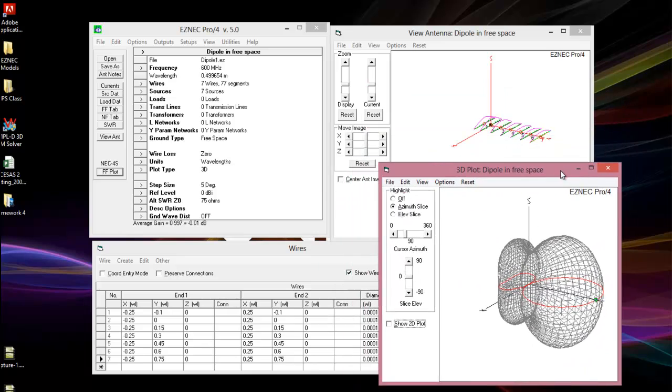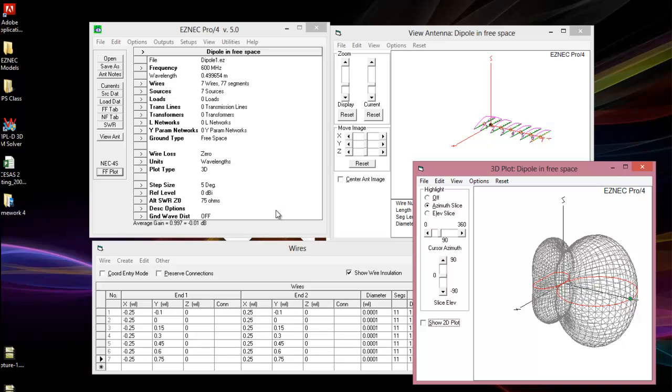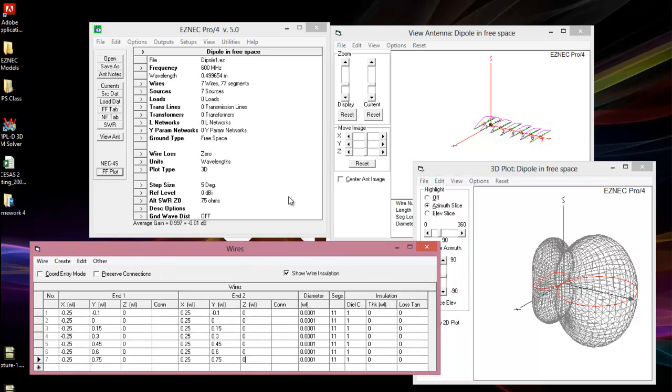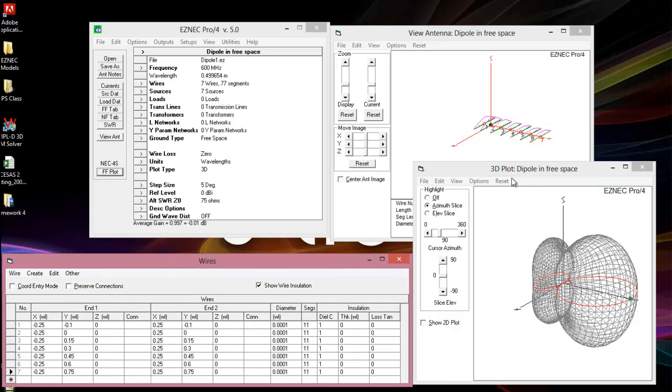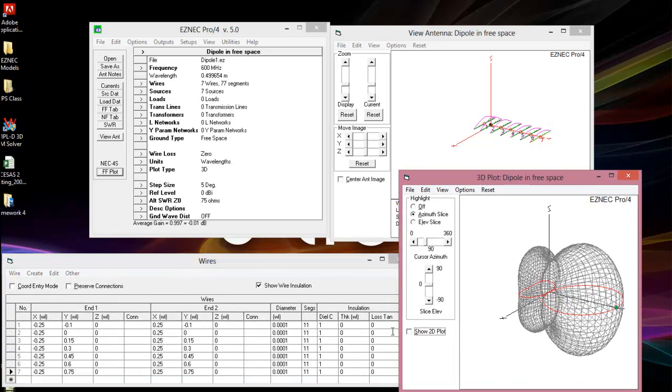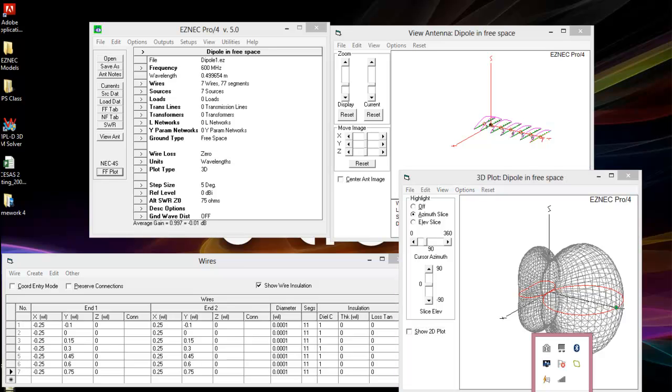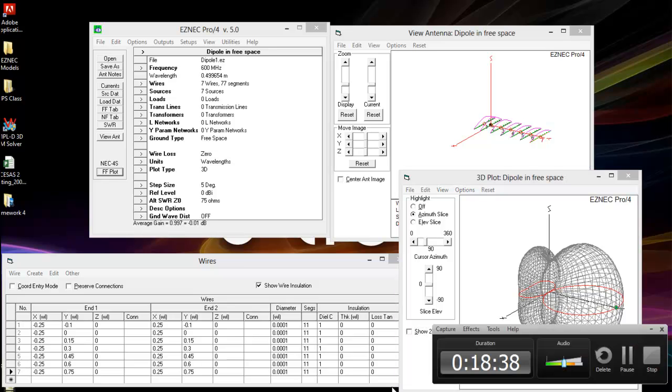Okay, so this is it for the Yagi Uda. For those who are working on this problem, this is what they need to do.